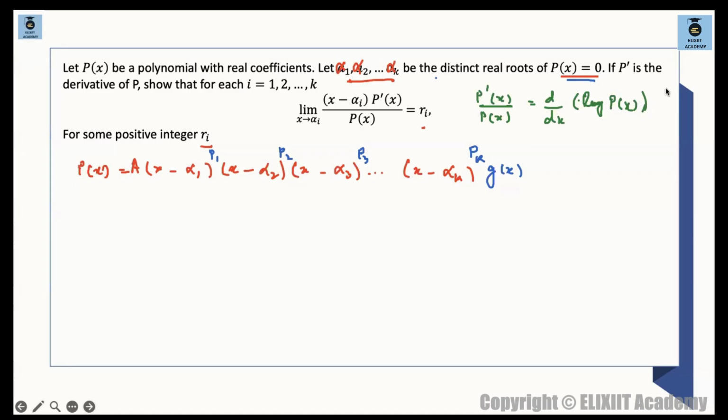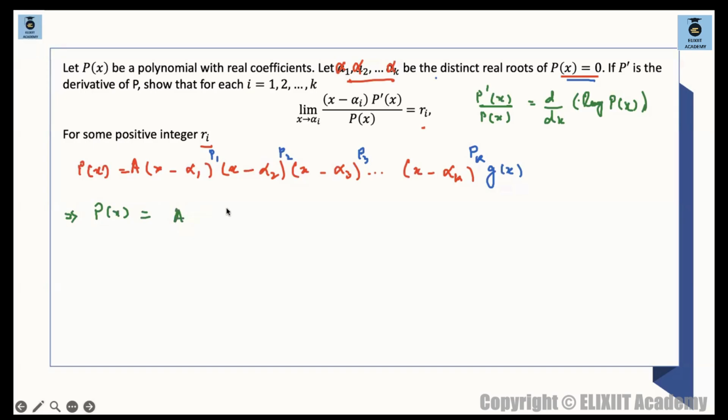So why am I giving this over here? Because you have p dash of x divided by px, you will be needing something like this. Can we just find the value of this thing? Definitely yes, but this is given in terms of product. So we need to simplify this by taking log on both the sides. So I'll take log on both the sides.